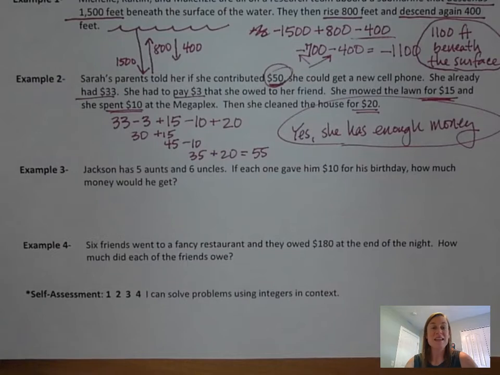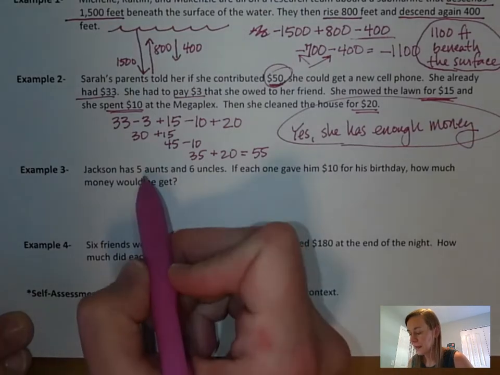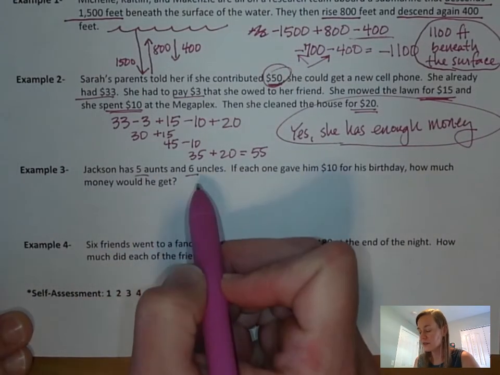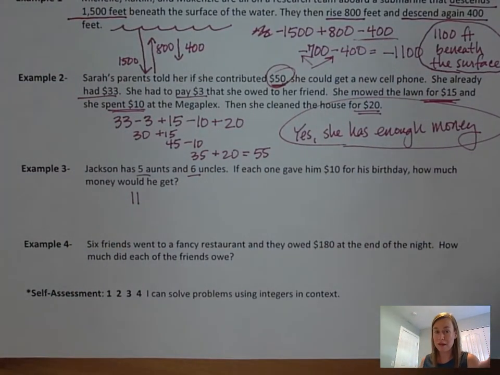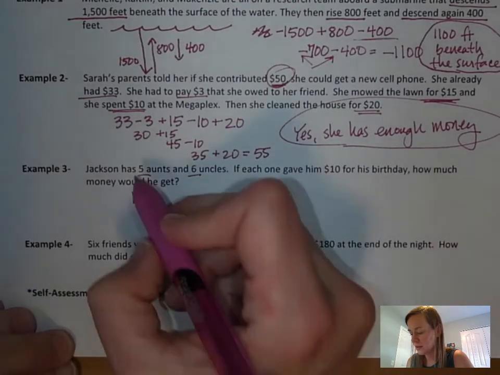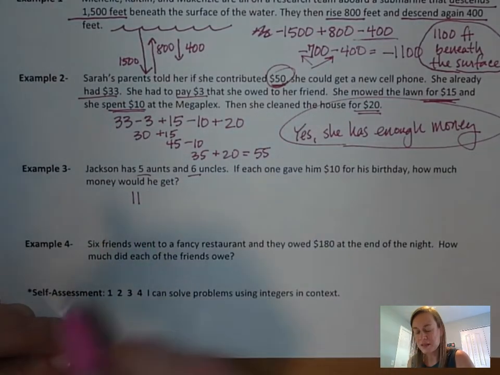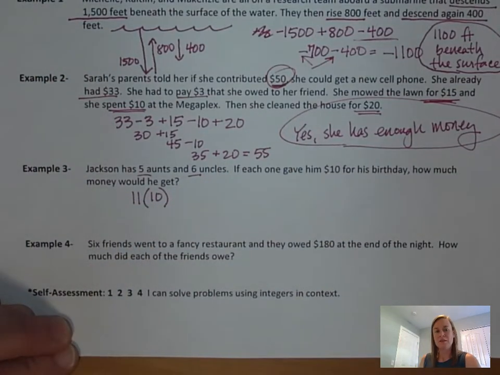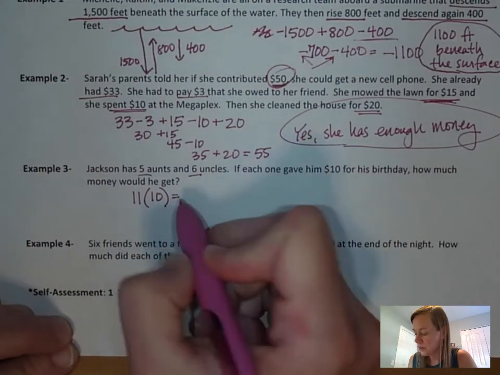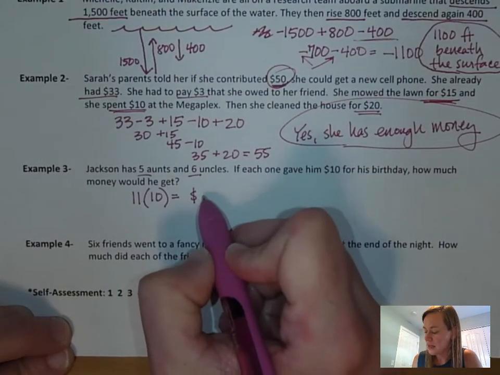Jackson has 5 aunts and 6 uncles. If each one gave him $10 for his birthday, how much money would he get? Okay, excellent. So let's figure out how many aunts and uncles he has together, first of all. If he has 5 aunts and 6 uncles, that means he has a total of 11 people who are maybe going to give him money for his birthday. If they each gave him $10, then this would be a good time to multiply. So 11 times 10. And then 11 times 10 is going to equal $110.